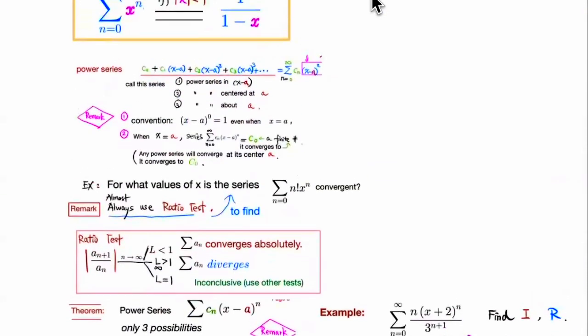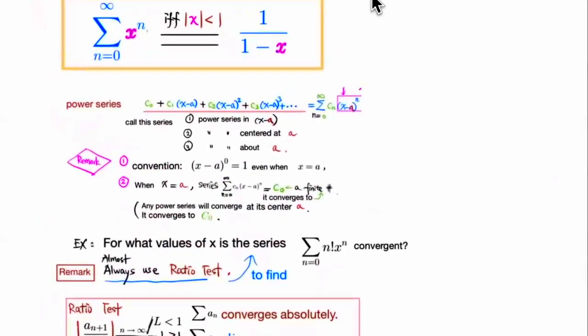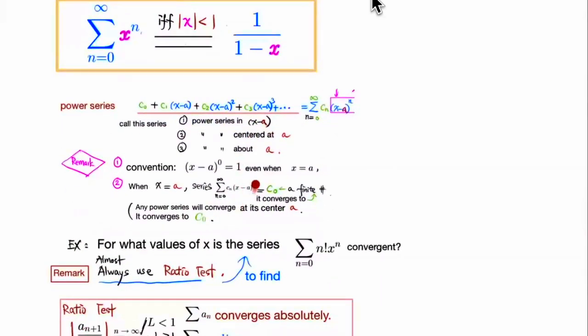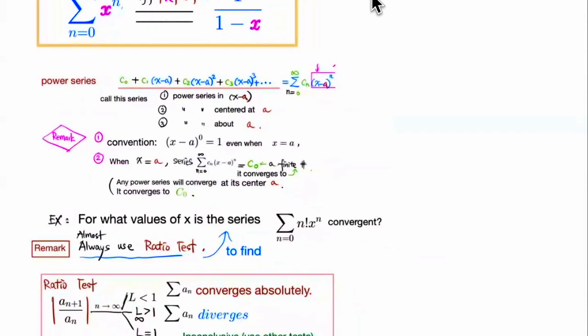Okay, power series. For power series, remember this result. This power series is a geometric series. It converges if and only if the absolute value of x is less than 1. And when it converges, it converges to 1 over 1 minus x. And I have some comments on some conventions.